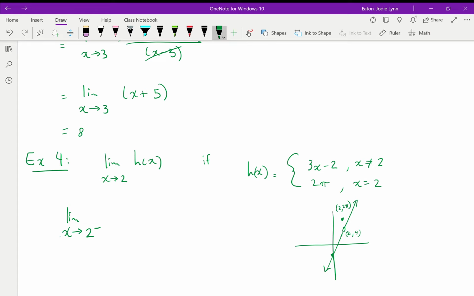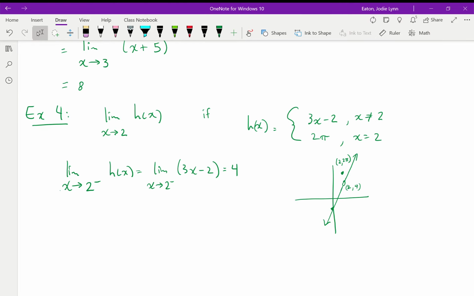So the limit as x approaches 2 from below of h of x is equal to the limit as x approaches 2 from below of 3x minus 2, because that's what the function is all the way as we are approaching 2 until we actually arrive there. So that's the function we are taking the limit of. If I plug in 2 here, we're approaching 2 from below, something a little smaller than 2, we get 2 times 6 minus 4, so that is equal to 4.